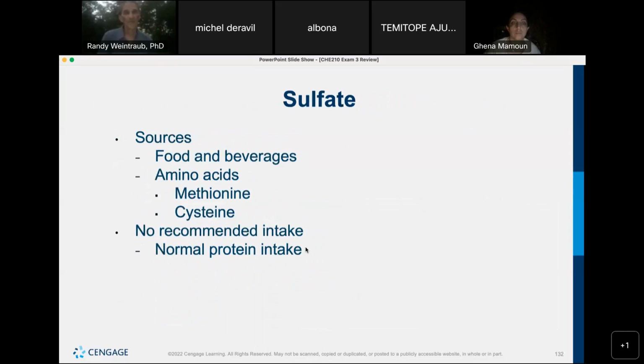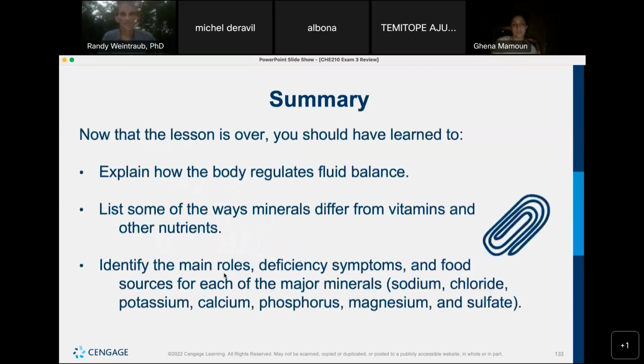Sulfate, though, sulfate is not really a mineral. It's an ion. That's why it's grouped here. Sulfate, SO4 2-. Okay, and here's our summary, what to know about minerals and water.